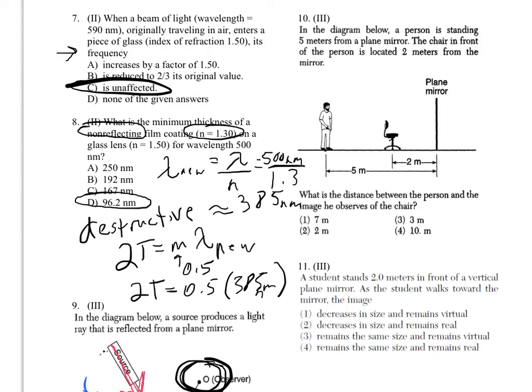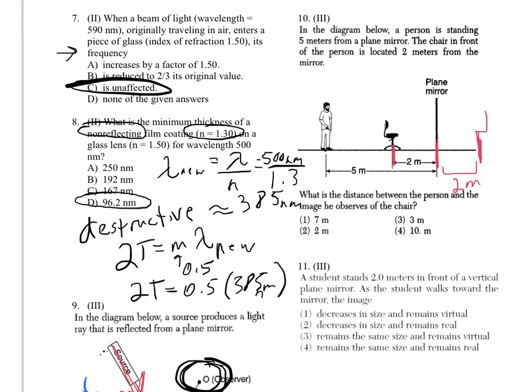Okay, another thing you're supposed to get out of the plane mirror lab is that if you have an object in front of a mirror that's a certain distance x away from the mirror, the image will appear that same distance back behind the mirror. So in this case, that image will appear 2 meters back here. So our chair would appear to be right here in the mirror.